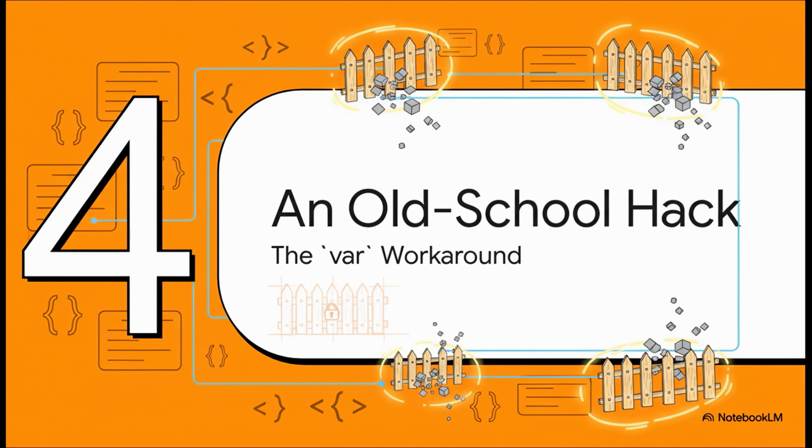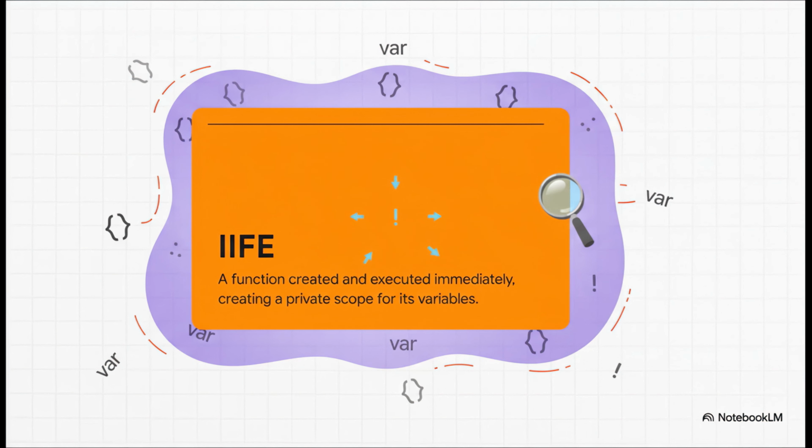Okay, so with all these weird quirks, leaky scope and hoisting, how did developers back in the day keep their code from becoming a total mess? How did they stop variables from just spilling out all over the place? Well, they got clever. They came up with a pretty ingenious hack to basically create their own scope. And that hack is called an IIFE. It stands for Immediately Invoked Function Expression. Yeah, it's a mouthful, I know. But the idea is actually pretty simple.